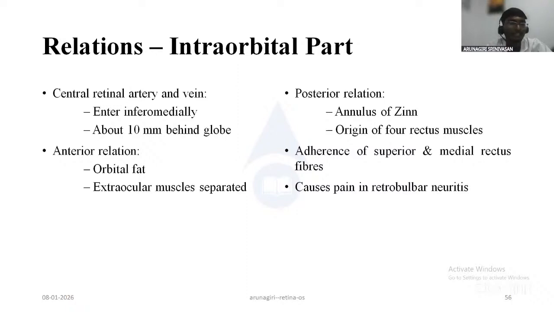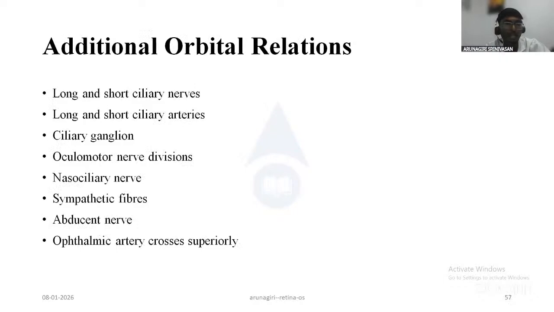Relations of the intraorbital part: the central retinal artery and vein enter inferomedially about 10 mm behind the globe. Anterior relations: orbital fat and extraocular muscle. Posterior relations: annulus of Zinn and the origin of the four rectus muscles. Adherence of the superior and medial rectus fibers causes pain in retrobulbar neuritis. Additional orbital relations: long and short ciliary nerves, long and short ciliary arteries, ciliary ganglion, oculomotor nerve division, nasociliary nerve, sympathetic fibers, abducens nerve, and the ophthalmic artery crosses superiorly.